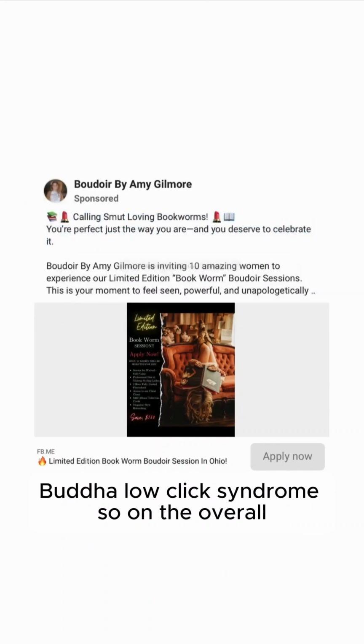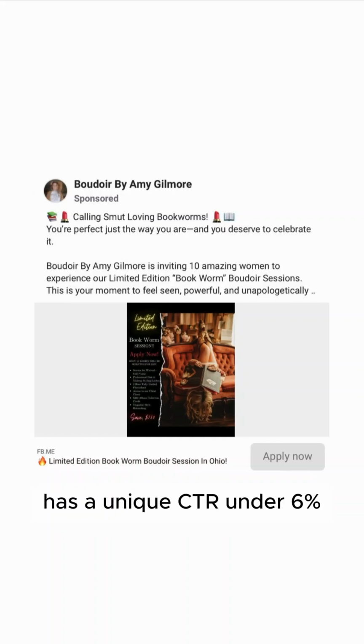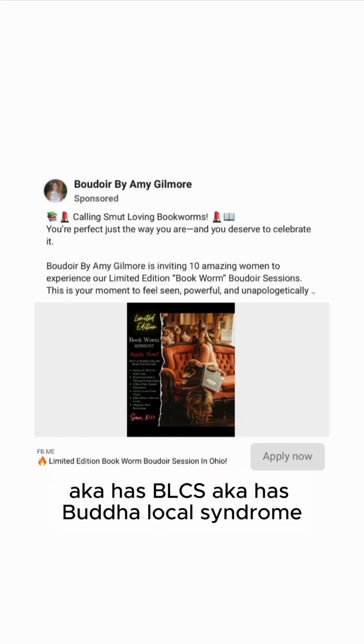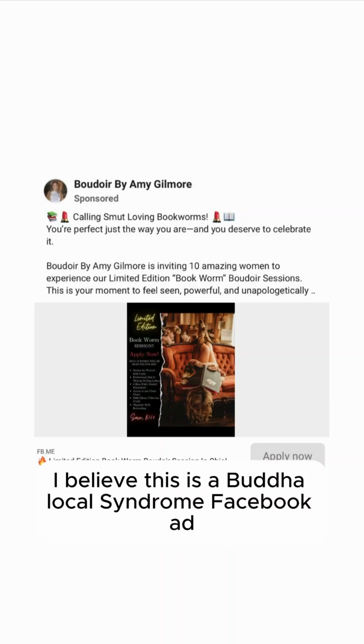So, on the overall, do I believe this Boudoir Facebook ad has a unique CTRL under 6%, aka has BLCS, aka has Boudoir low click syndrome? Yes, I believe this is a Boudoir low click syndrome Facebook ad.